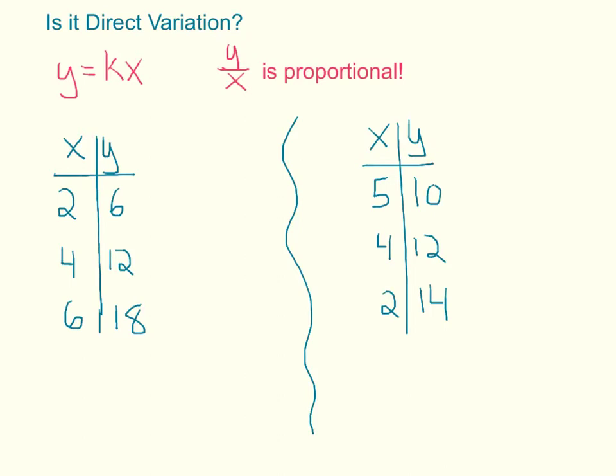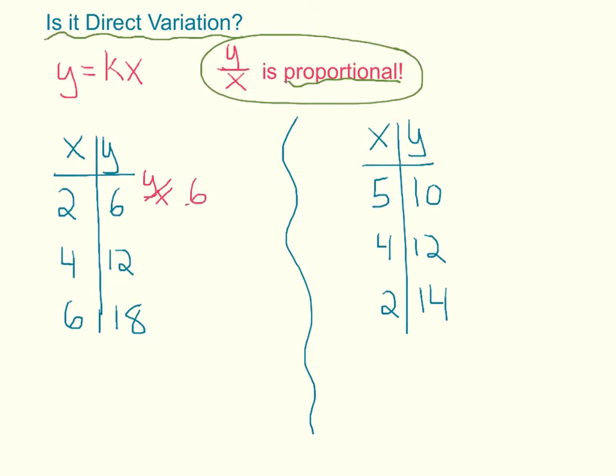And now our last set of examples is looking at a table of values and deciding, is it direct variation? And the big thing that you're going to use is this idea right here, that for it to be direct variation, the ratio y divided by x must be proportional for every point. So for each ordered pair in the table, we need to look at what you get when you do y divided by x. In this case, 6 divided by 2 equals 3.